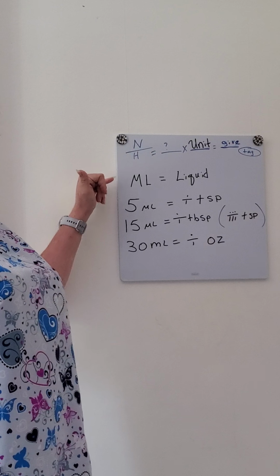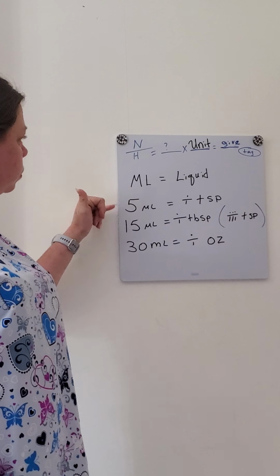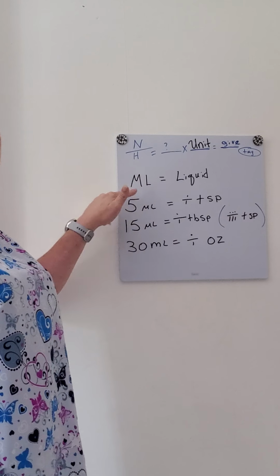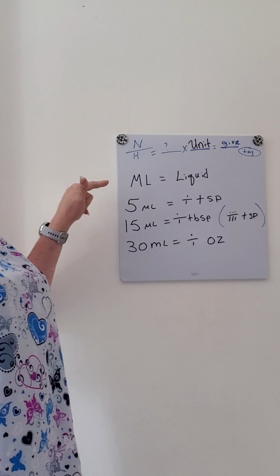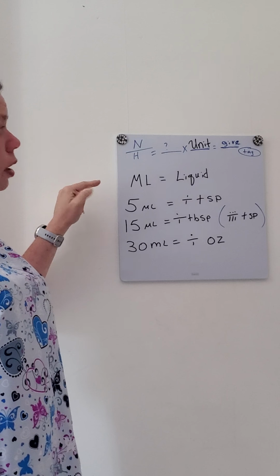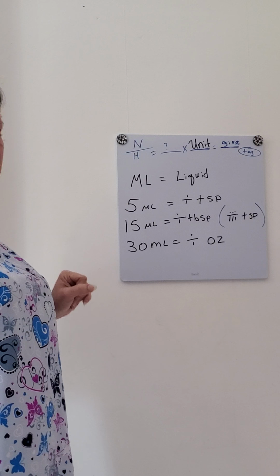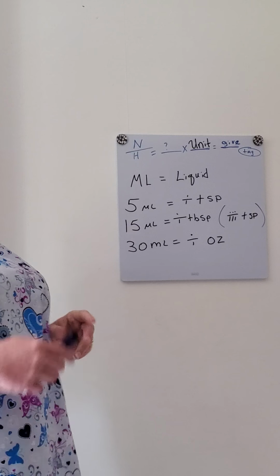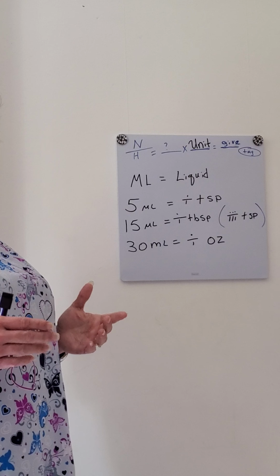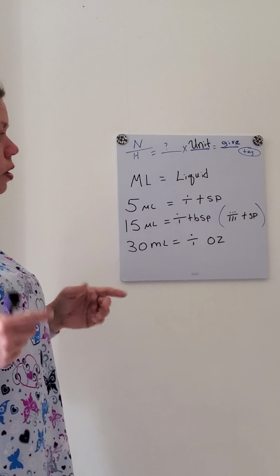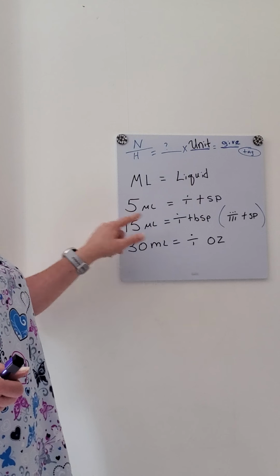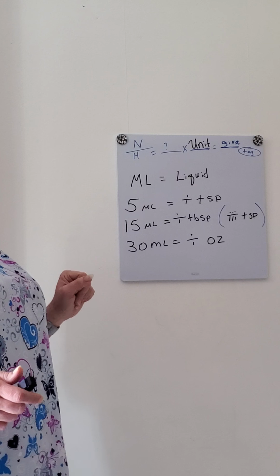The first term is mL, which means liquid. So anytime we use mL, if you've been looking at your assignments, you've already seen this and started questioning me on it. When you see mL, it means that we're dealing with a liquid medication. And just to give you an idea of how much volume this is, 5 mLs equals 1 teaspoon.